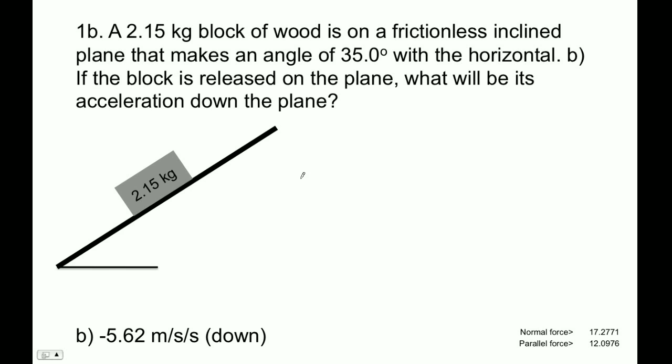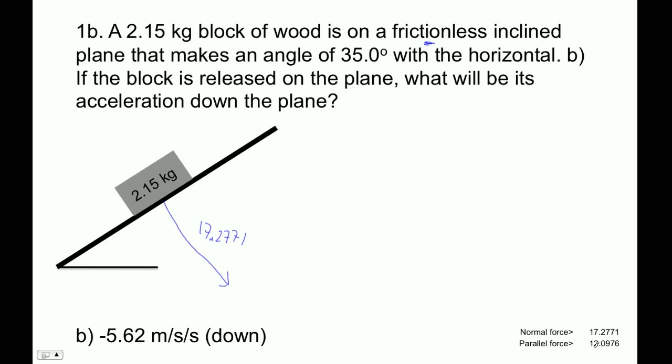Okay, in the last video, we calculated the forces that we need to solve this problem. We got a normal force of 17.277 newtons, and that's acting into the plane. That's the part of gravity that's into the plane. Since there's no friction on this plane, it's not a player. Now, eventually there will be friction, and that will cause the force of friction to happen. But for now, we're just going to ignore that. It's a frictionless plane, right? It just says it right there.